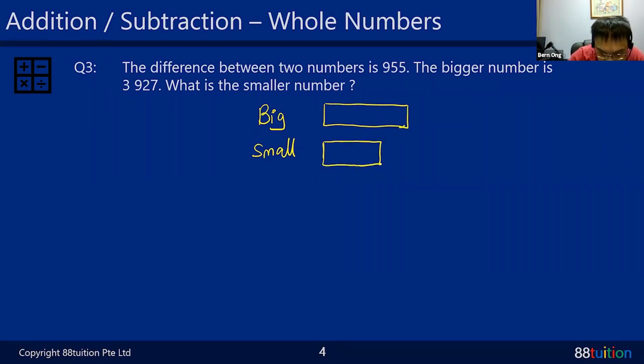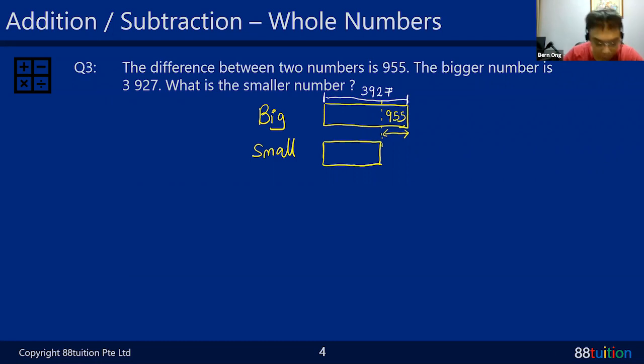Can you see? Then you start to put in all the information, like the difference. Where is the difference? The difference means what? The gap. This is the gap down here. All right, this part is the gap. This part is the difference. So down here is actually 955. The question also says the bigger number is 3,927. The bigger number is down here. Oh, the bigger number I was given. So this whole thing, the bigger number, is 3,927.